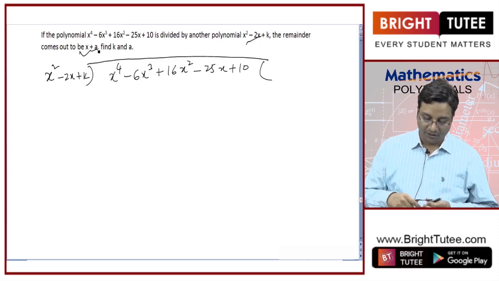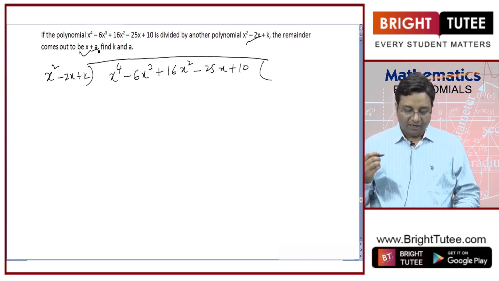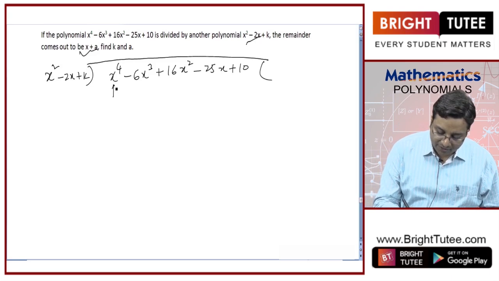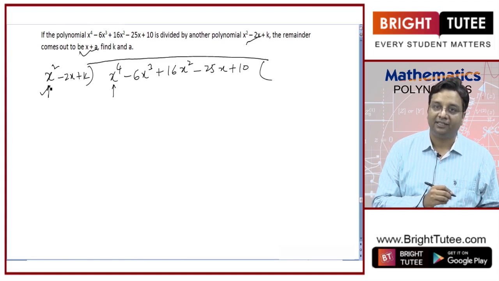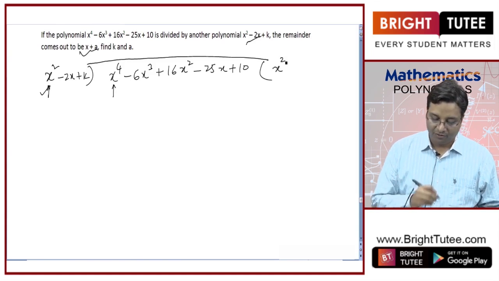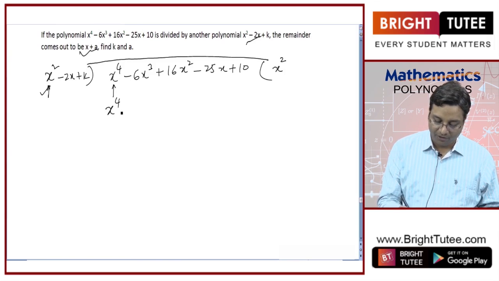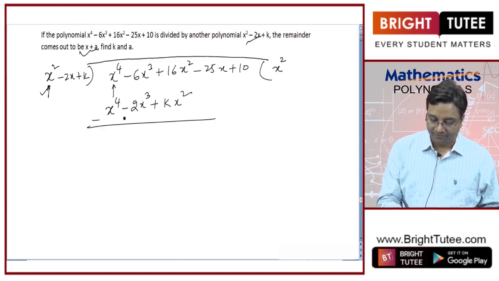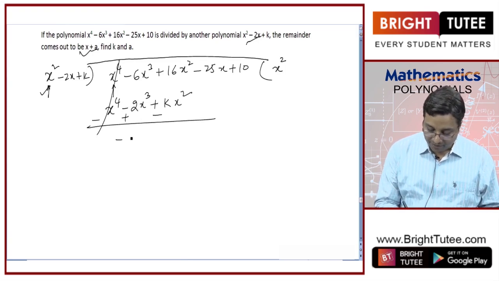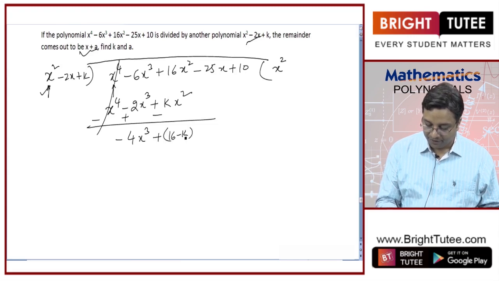Okay, so let's start dividing. The algorithm is same. I need to create this one from this term. How do I create that? By multiplying this by x square. So let's multiply by x square first. So it will give me x raised to power 4 minus 2x cubed plus kx square. Now subtract. This term gets cancelled. This will give me minus 4x cubed plus 16 minus k x square.